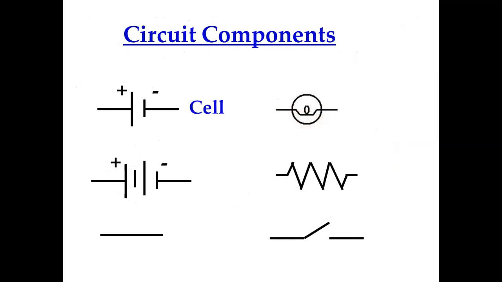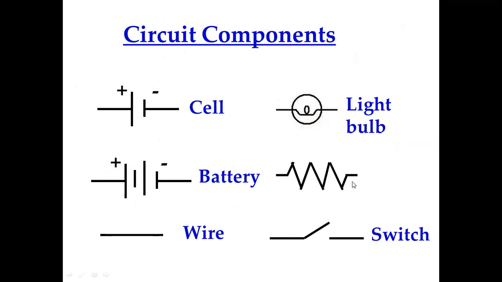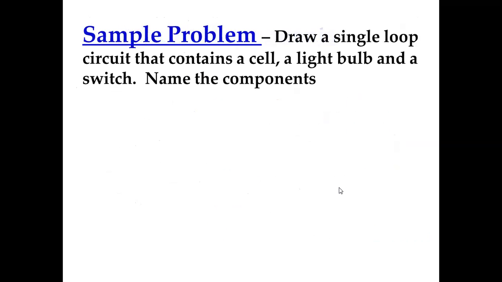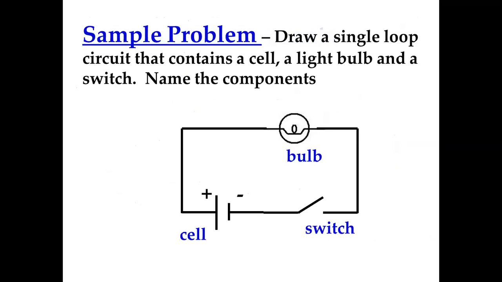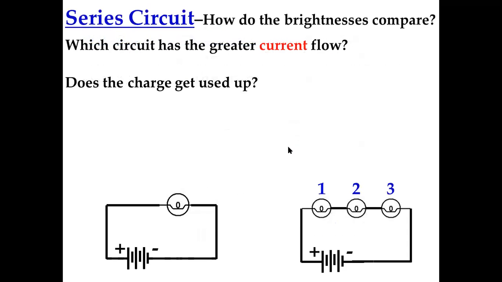These are the circuit components. This is the representation of the cell, and this is the representation of the battery, and this is of wire, and this is of the light bulb, and this is of resistor. This is of switch, and this is of resistor. Here we were asked to name them. This is the switch, this is the cell, and the bulb.